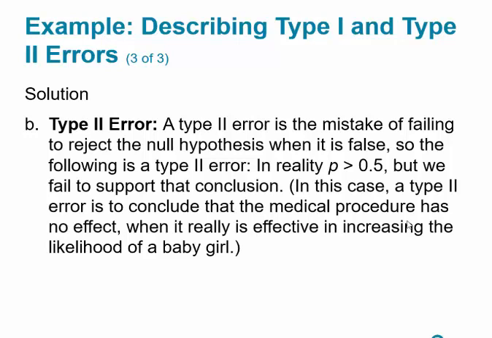Type 2 error is the mistake of failing to reject the null hypothesis when it's false. So the following is a type 2 error. In reality, P is greater than 0.5, but we fail to support the conclusion. In this case, a type 2 error is to conclude that the medical procedure has no effect when it really is effective in increasing the likelihood of a baby girl.